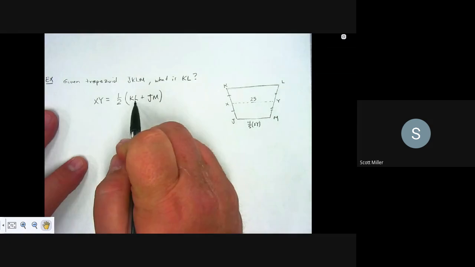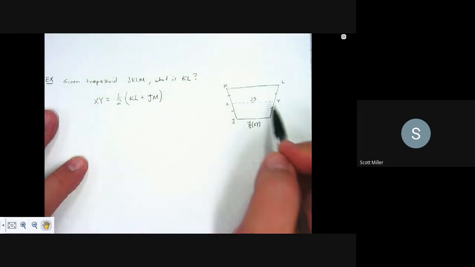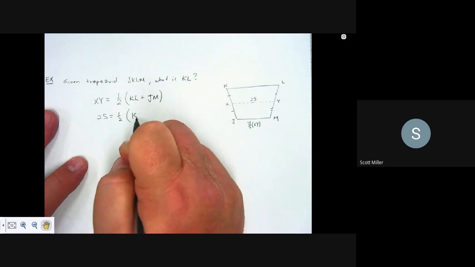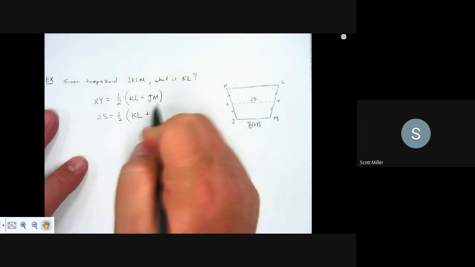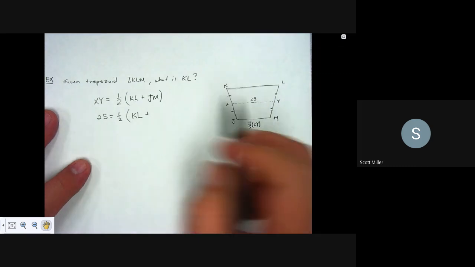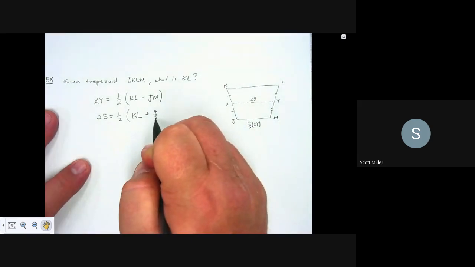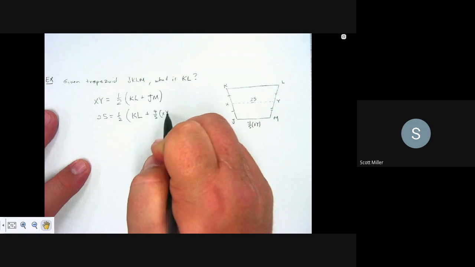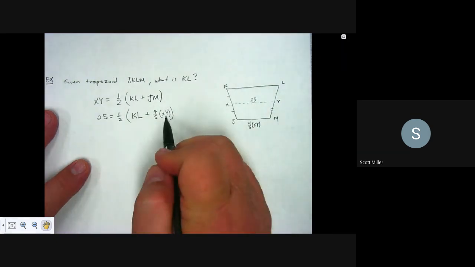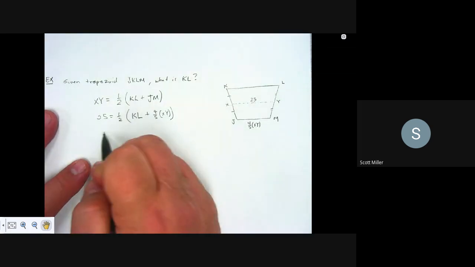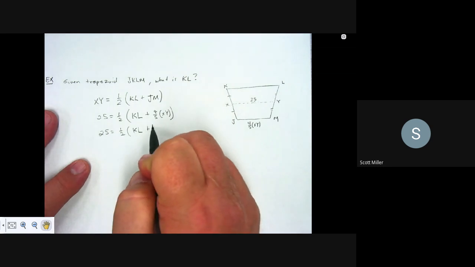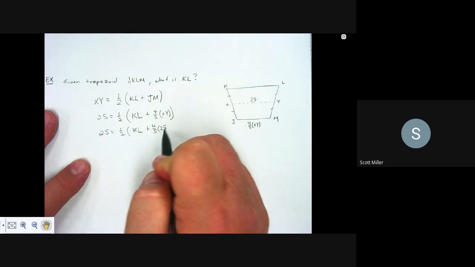We're trying to find KL. Do I know XY? Yes, they gave it to me as 25. I don't know KL, that's what I'm looking for. Do I know JM? JM is that. So I can replace that in my equation. XY is 25. So now I have 25 equals 1/2 KL plus 4/5 times 25.